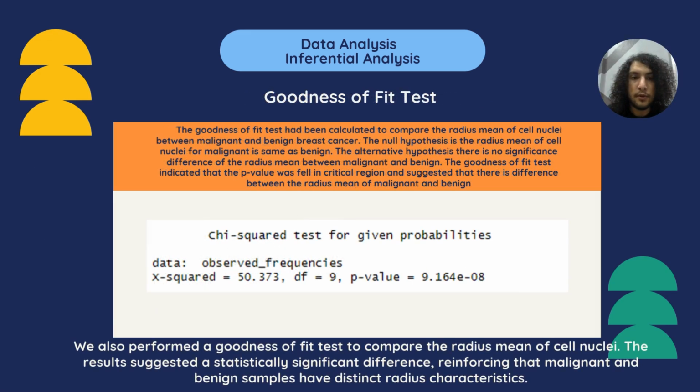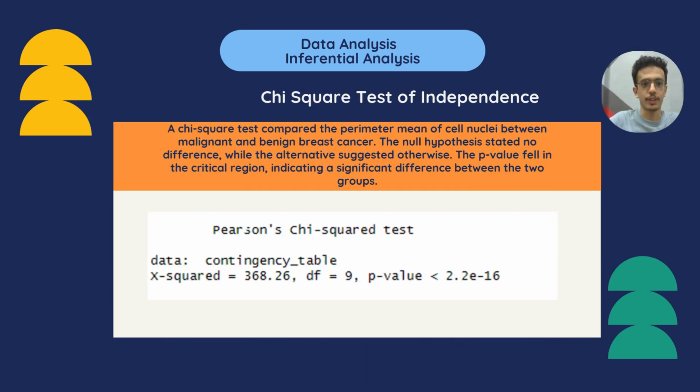We also performed a goodness of fit test to compare the radius mean of cell nuclei. The results suggest a statistically significant difference, reinforcing that malignant and benign samples have distinct radius characteristics. And here is the chi-square test comparing the perimeter mean of a cell nucleus between malignant and benign breast cancer. The null hypothesis stated no difference, while the alternative suggested otherwise. The p-value fell in the critical region, indicating a significant difference between the two groups.